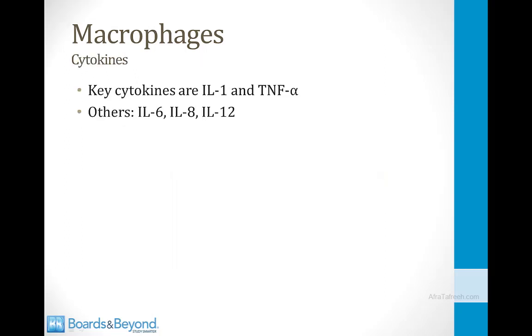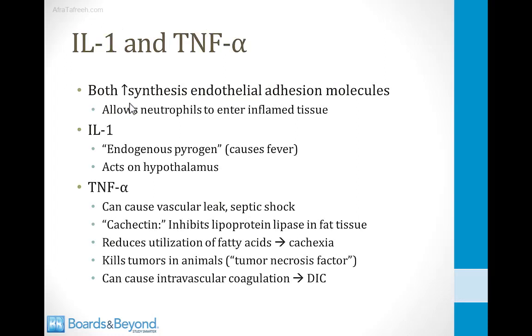Macrophages release several cytokines that you need to know, especially for step 1, and the two most important ones are IL-1 and tumor necrosis factor alpha. Some others that we'll talk about are IL-6, IL-8, and IL-12. IL-1 and tumor necrosis factor both increase synthesis of endothelial adhesion molecules, and this allows neutrophils to enter inflamed tissue. We'll talk more about this in a minute when we discuss neutrophils. Macrophages secrete IL-1, and I've always found this easy to remember because macrophages are the first line of defense in innate immunity, and therefore it makes sense that they secrete the first interleukin.